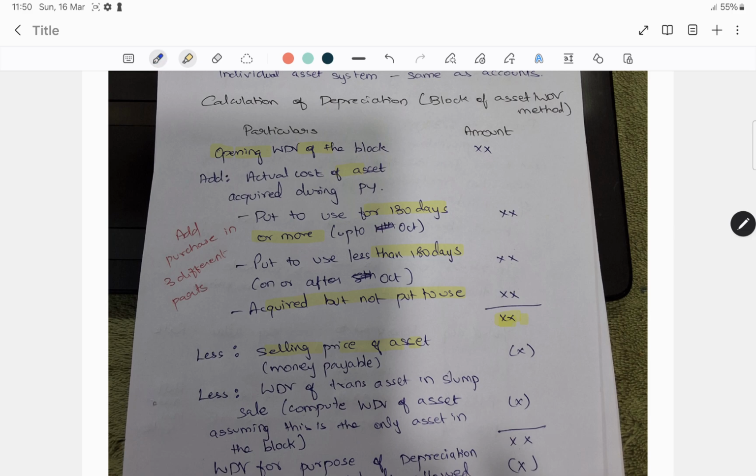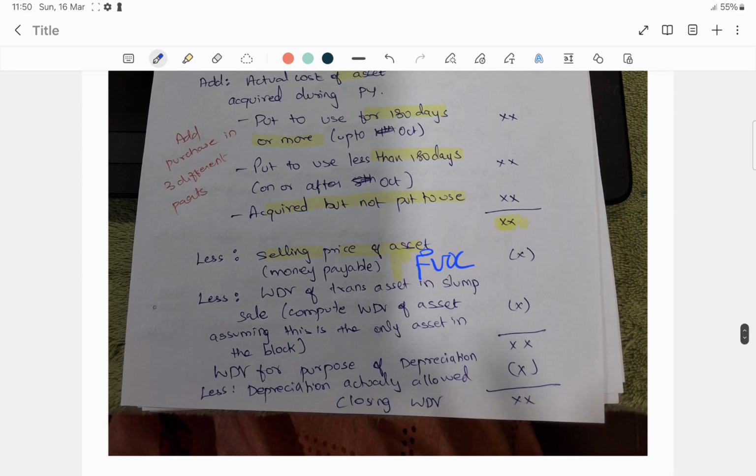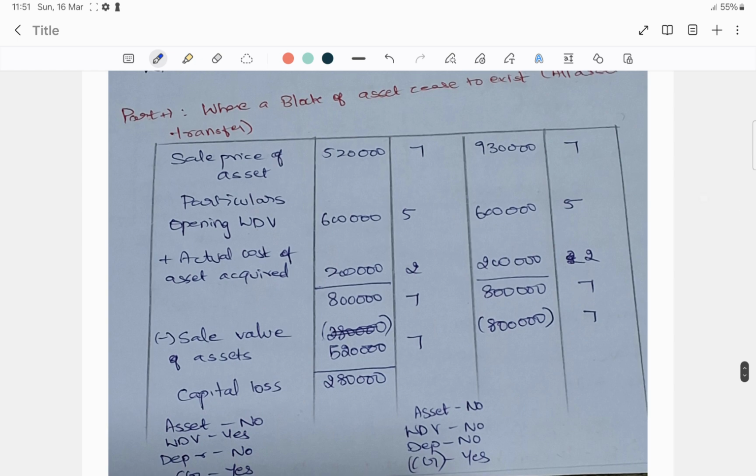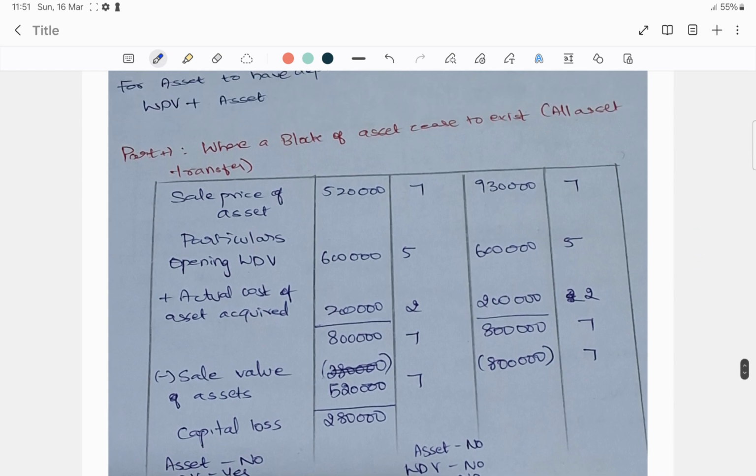Now what is this? This is the full value of consideration. Less, from the selling price, expenses in connection to the transfer will be subtracted. Now this will be the WDV for the purpose of depreciation, and we subtract the depreciation to get the closing WDV. This is the way we generally calculate depreciation. Now what happens when the block of asset ceases to exist?